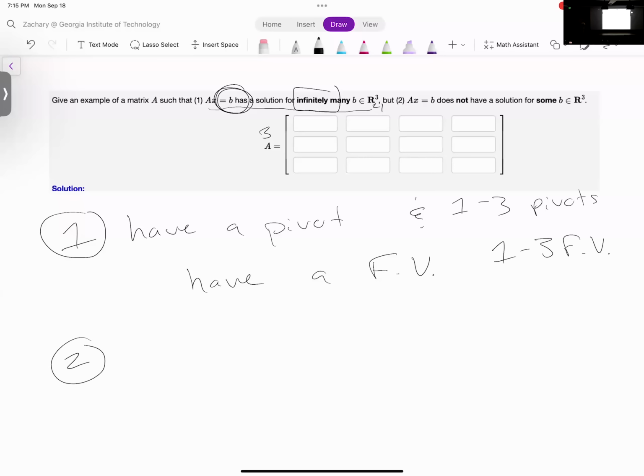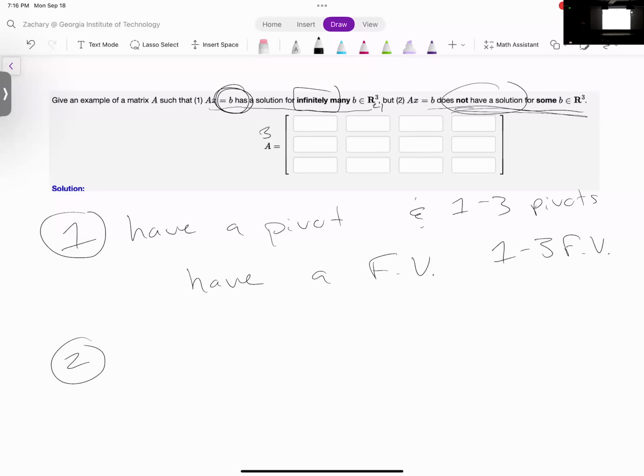Number 2, AX equals B does not have a solution for some B in R3. What does that mean? It's going to be like a row of zeros. That's what it gets to when we row reduce. What does that mean before we even get to that point? It does not have a solution. What does it mean in terms of span? It will be outside of the span.